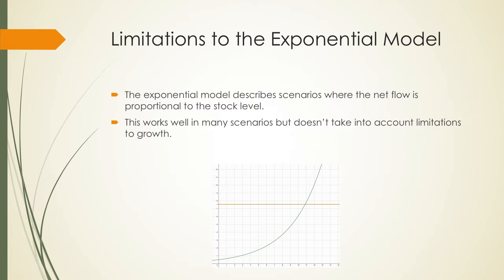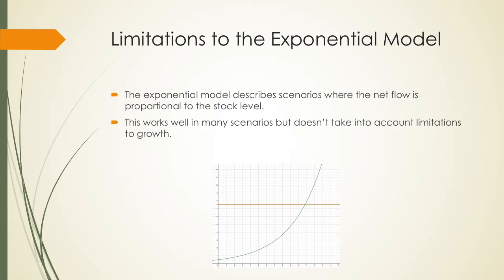Before jumping to the logistic model, I want to motivate the need for a new model by returning to the exponential model. Recall that the exponential model describes scenarios where net flow is proportional to the stock level. This is a good fit for many natural phenomena, including population growth, metabolic processes in the body, and other physical and chemical processes. But an important limitation to this model is that it doesn't take into account that there are limitations to growth that affect the stock flow system.